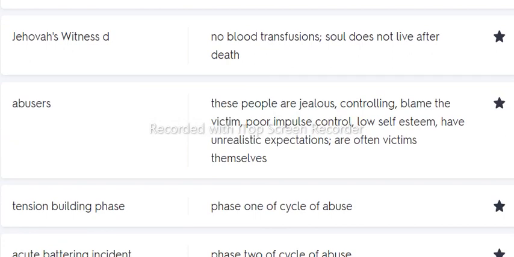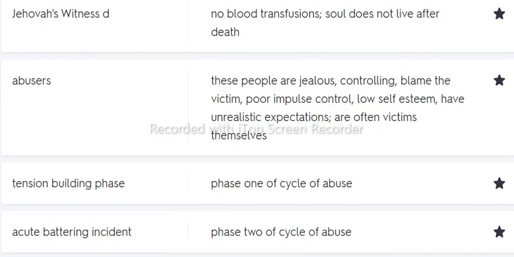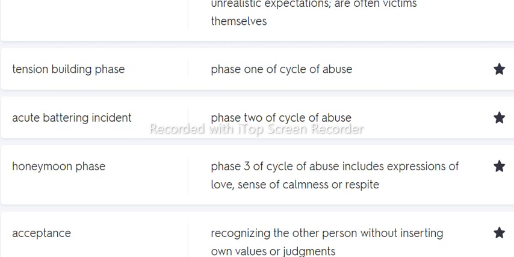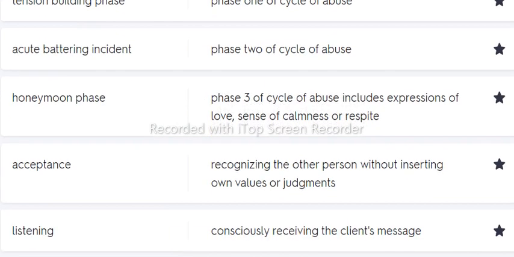Abusers. These people are jealous, controlling, blame the victim, poor impulse control, low self-esteem, have unrealistic expectations, are often victims themselves. Tension building phase. Phase 1 of cycle of abuse. Acute battering incident. Phase 2 of cycle of abuse. Honeymoon phase. Phase 3 of cycle of abuse includes expressions of love, sense of calmness or respite.